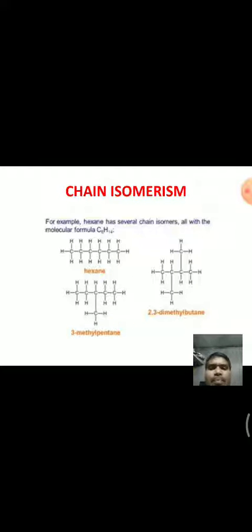Coming to another example, hexane has a number of isomers, more than 3. Here we are seeing hexane, 3-methylpentane, and 2,3-dimethylbutane. Other isomers also exist, but these 3 isomers of hexane have the same molecular formula, C6H14, and a difference in the chain. The first one has a straight chain and the other 2 have branched chains. Hence these isomers come under chain isomerism.